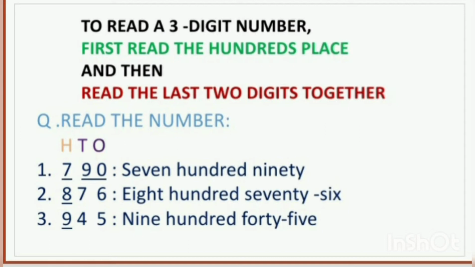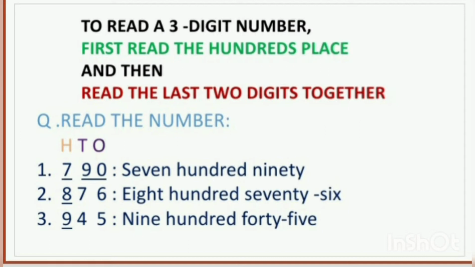How will you read 90? That is 90. So the number becomes 790. Remember that you need not write and. Okay, now see the next question, 876.